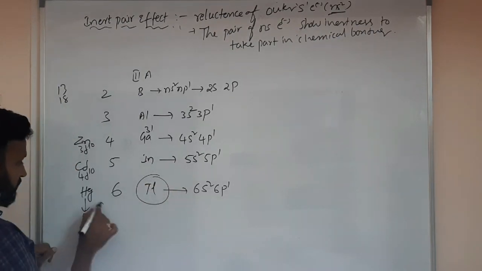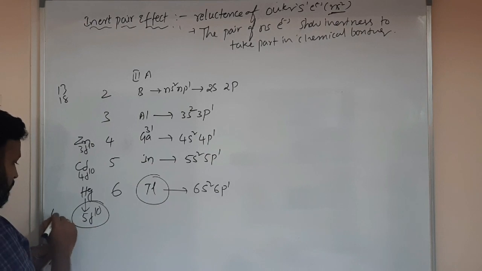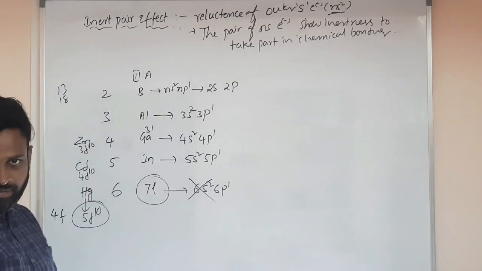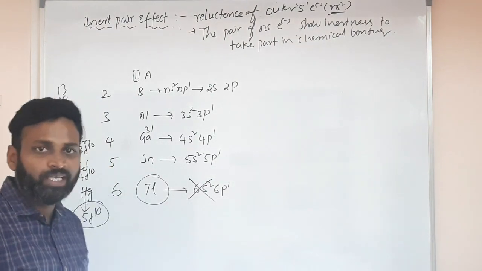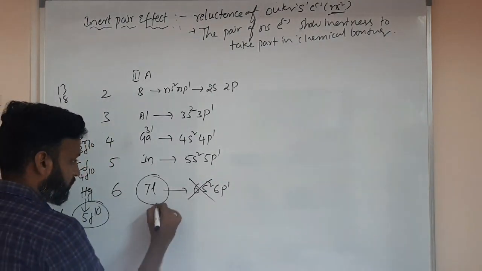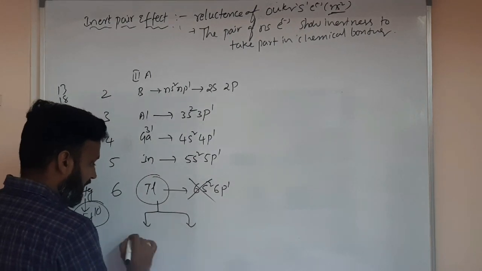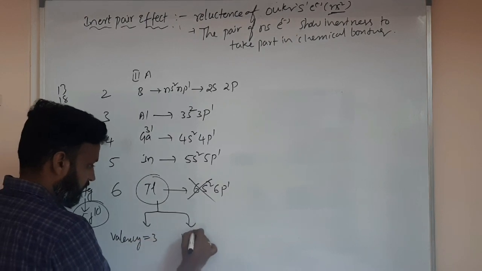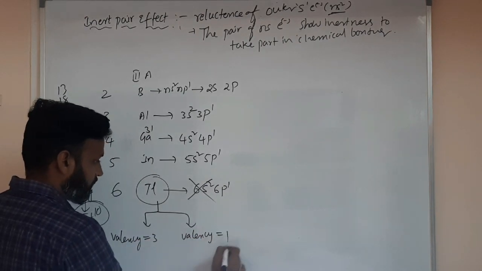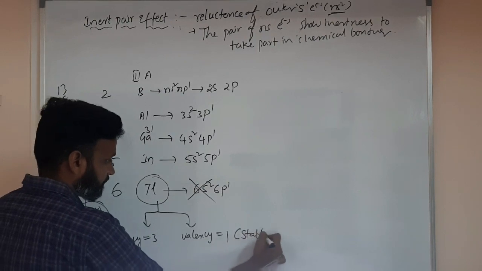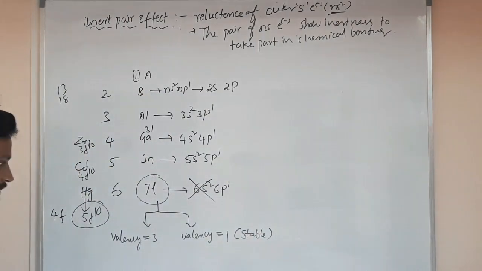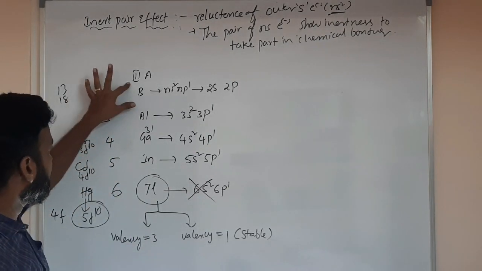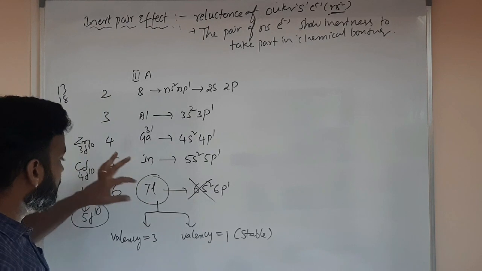In thallium, the inner subshells are d and f. So in thallium, these 6s electrons will show reluctance. Reluctance means dislike. They are not interested in taking part in bonding. So for thallium, valency 3 is possible and valency 1 is possible. So 1 is more stable. Why is 1 more stable, understood? So boron, aluminium, gallium, indium, thallium.